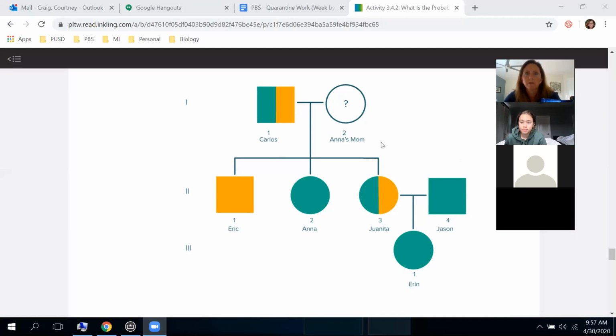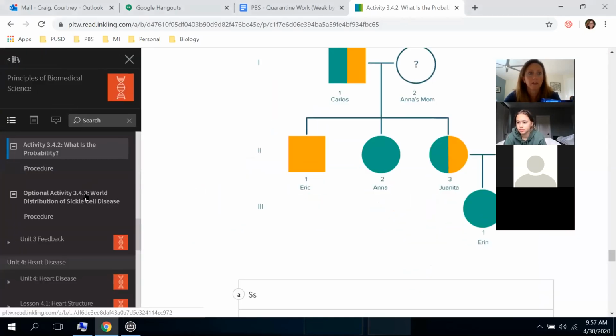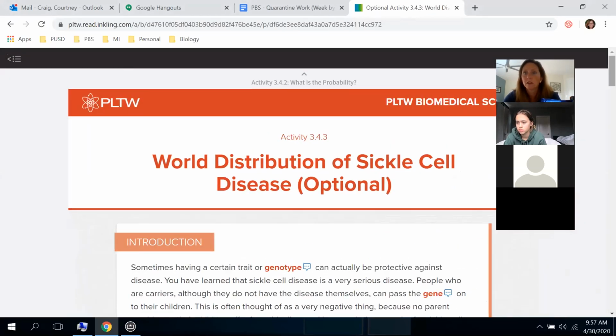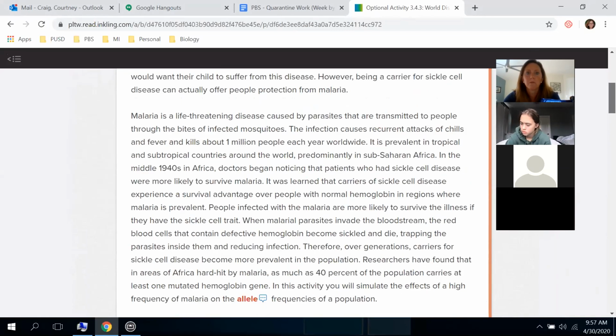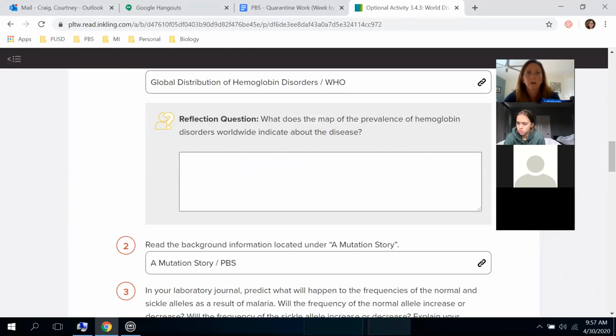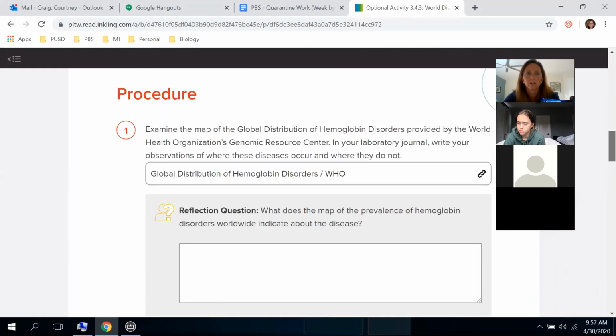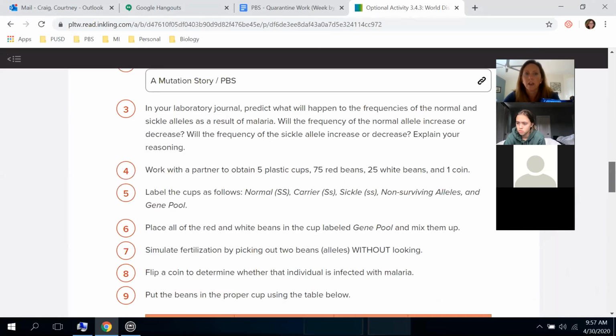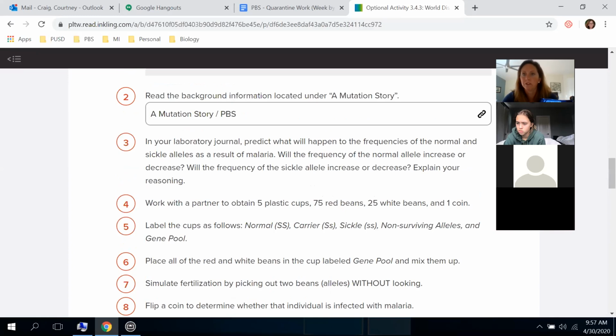So let's go ahead and bounce to the 3-4-3 activity, and I'm just going to do a quick review. We're not going to spend a lot of time on this. This is the one that you did last week related to malaria. I do realize that very often the video clip from PBS that was linked inside the activity does not open very well. Oh no, sorry, the second one, a mutation story, does not work very well. And so I had included a separate video that I think a lot of you did visit. That's where most of the content comes from.